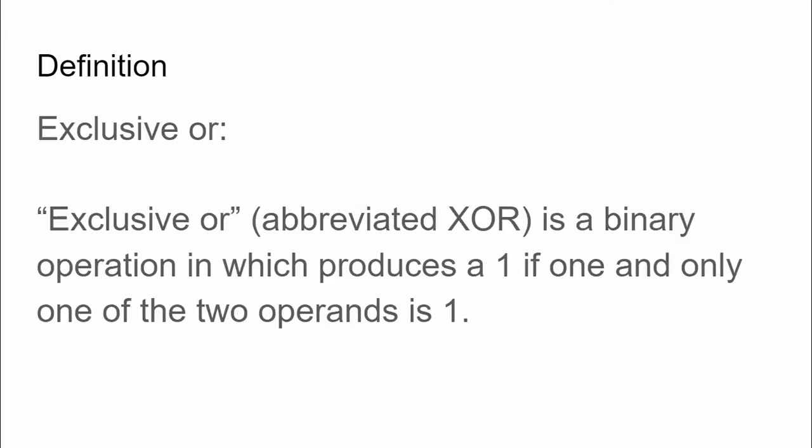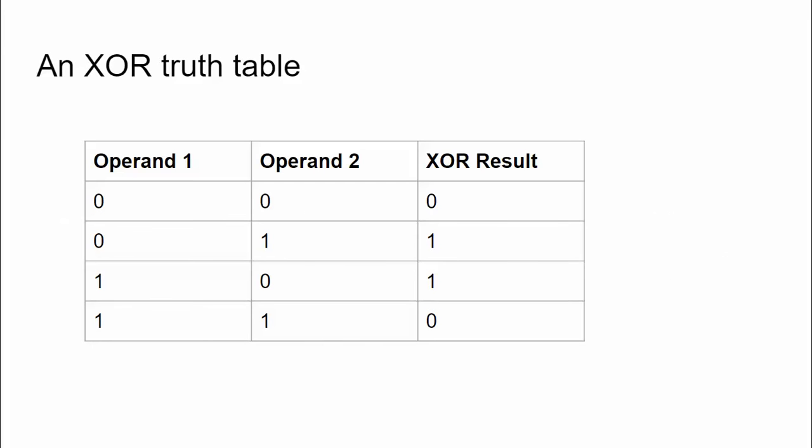If you XOR them together, you get a 1 as your output if one and only one of the inputs was a 1. So if one operand exclusively is a 1, you get a 1. Otherwise, you get a 0. And if that's confusing, here it is as a truth table. Here are all the possible combinations of operand 1 and operand 2. Notice I'm just counting up in binary here: 0, 1, 2, 3. And then this is the result if we XOR them together.